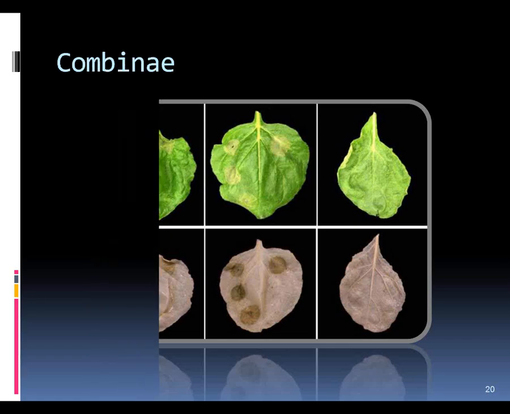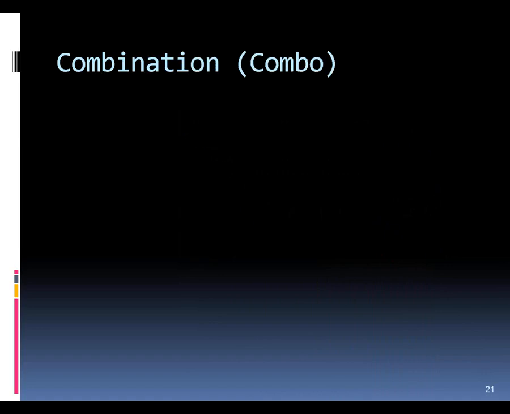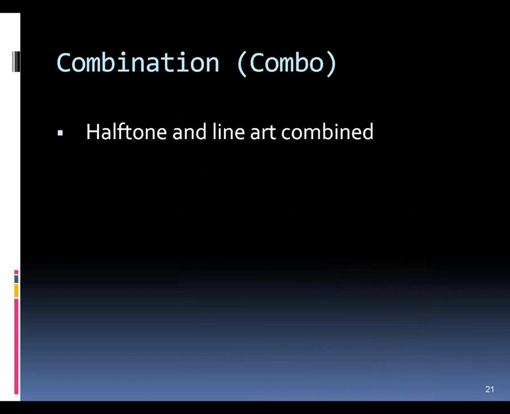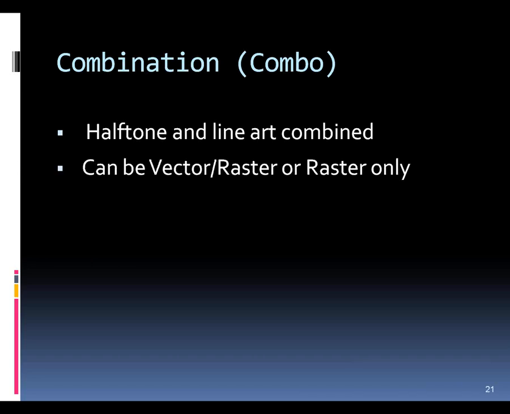But something that's actually far more common is combination, or combo images we call them. Now, combos will be halftone and line art combined, with line art being line art or text. These can be both vector and raster, or raster only. The halftone part is always going to be raster, but the line art part can be vector. So we get a lot of different varieties of stuff. It depends on how the author creates the image. Again, they can be grayscale or color, and they will be 8-bit.